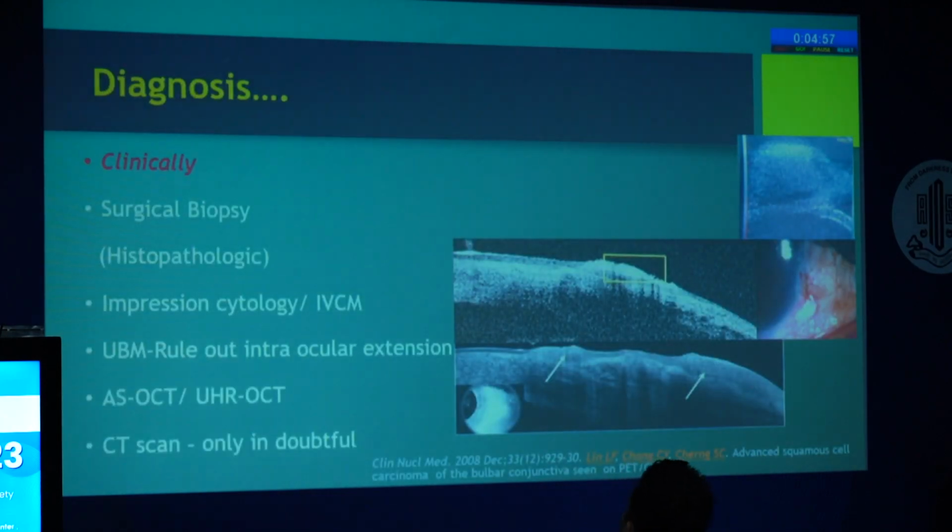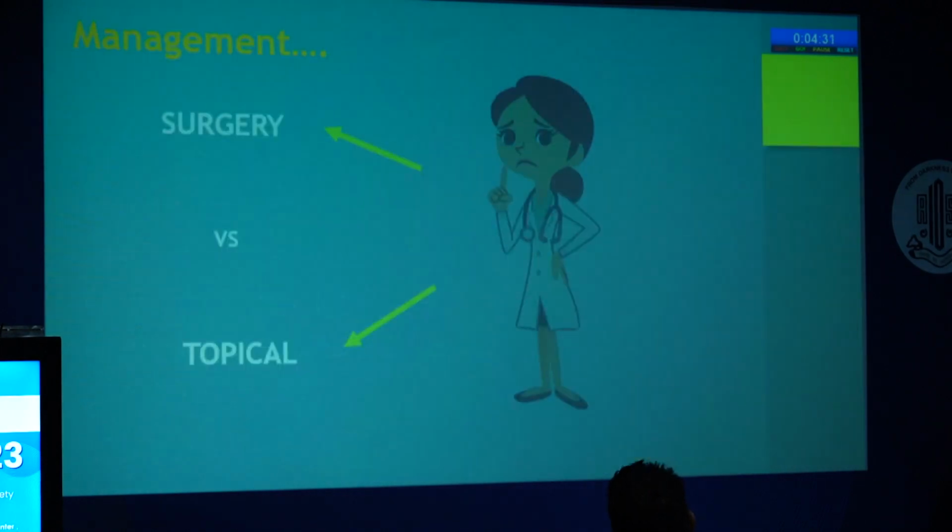So diagnosis, yes, surgical biopsy is one of the gold standards for diagnosing these cases, but we are more inclined towards non-invasive modalities like ultra high resolution OCT or UBM to rule out any intraocular extension. Impression cytology, though it's not very confirmatory many times, but yes. And CT scan only in doubtful cases where we suspect any kind of orbital extension.